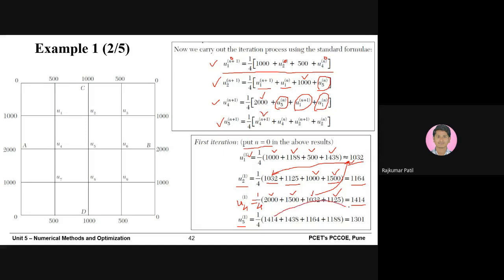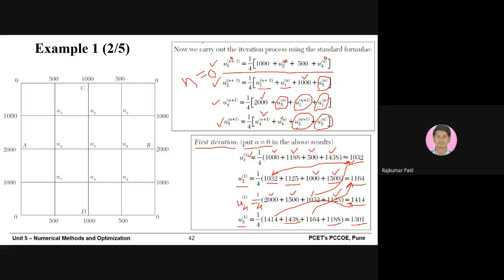Similarly, you can calculate U5. So U4 latest iteration, you can use this value. Then U4 raised to n from the previous iteration, 1438. U2 raised to n plus 1, the latest value 1164, you can use this value. And U2 raised to n, 1188. So the answer is 1308. So this is how you just put n is equal to 0 in the general equations and calculate the first iteration.